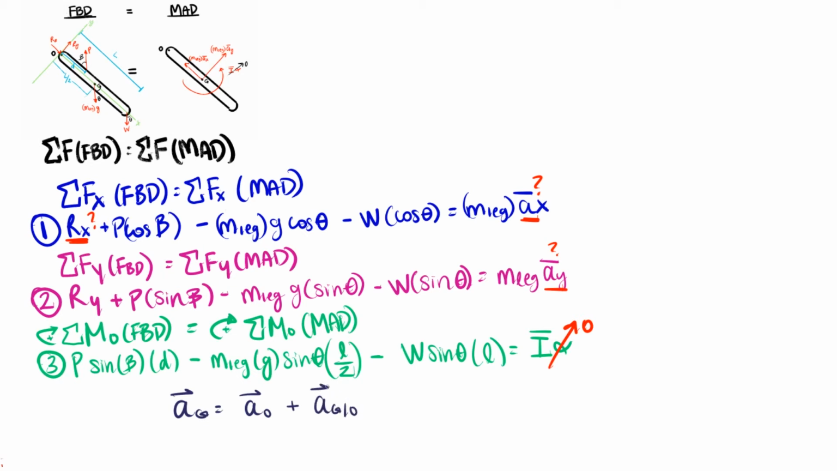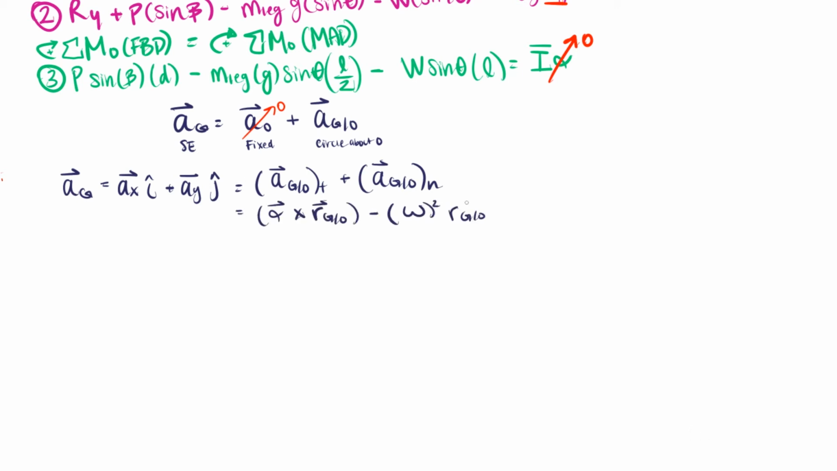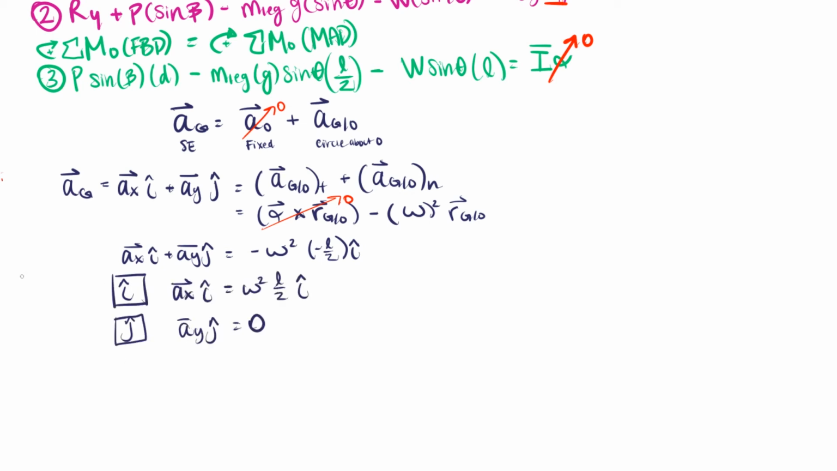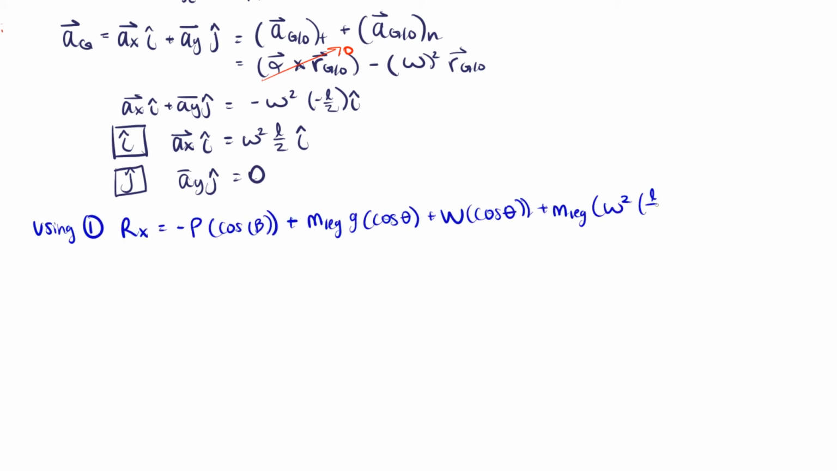We first need to understand the motion of each point. Point G has 2 components of acceleration. O is fixed, and point G relative to point O rotates in a circle about O. We can split the acceleration of G relative to O into normal and tangential components, and the tangential component will go to 0 because there is no angular acceleration. Summing the x and y components gives us the following. Now that we have solved for all of the unknowns, we can plug these expressions back into equation 1, equation 2, and solve for the resultant reaction at point O.